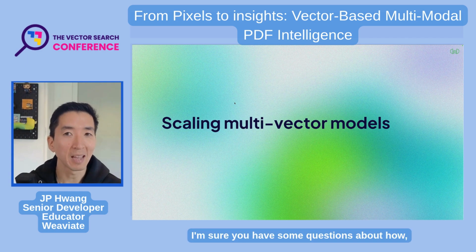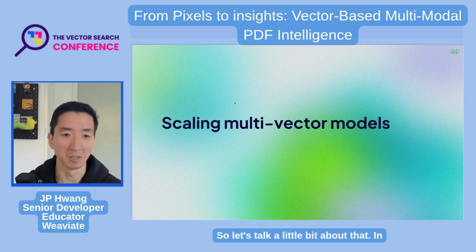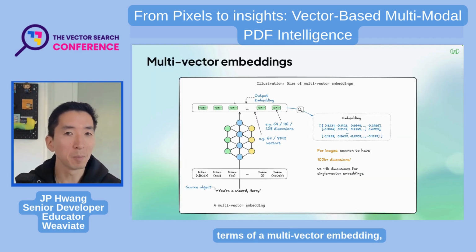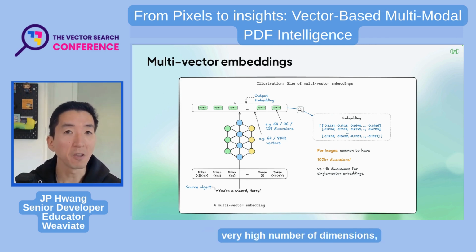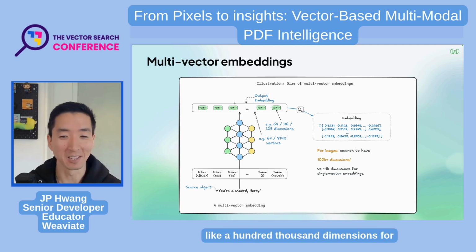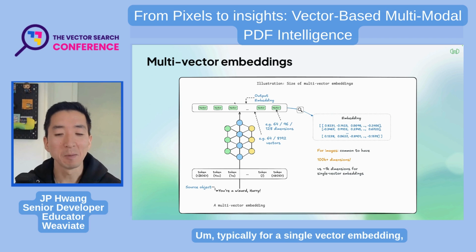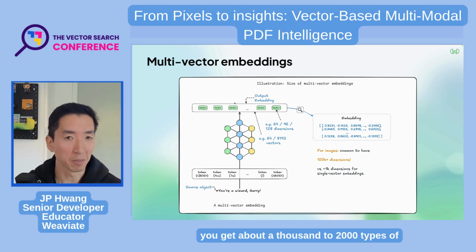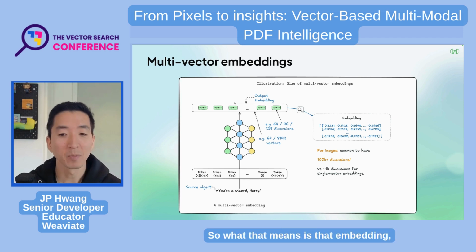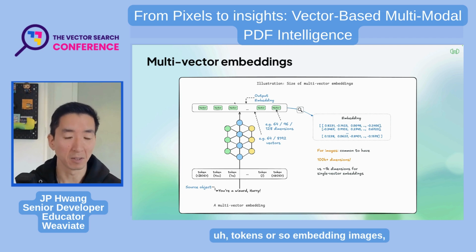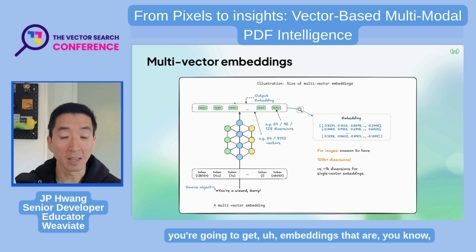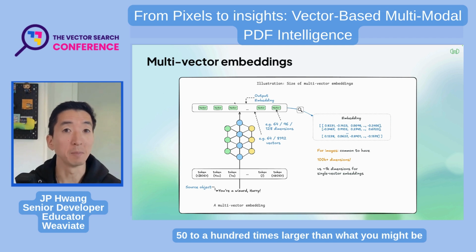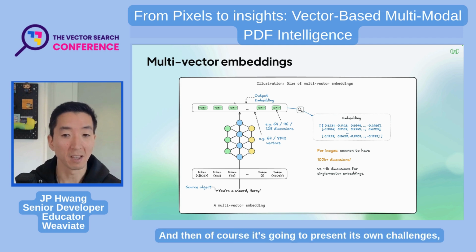I'm sure you have some questions about what that means for sizes and scaling, so let's talk a little bit about that. In terms of a multi-vector embedding, especially with images, it's actually quite common to have very, very high number of dimensions, like 100,000 dimensions. For context, typically for a single vector embedding, you get about 1,000 to 2,000 dimensions. So what that means is that embedding tokens, also embedding images, as I talked about in this demo and this talk, you're going to get embeddings that are 50 to 100 times larger than what you might be used to seeing. And that, of course, is going to present its own challenges, right?